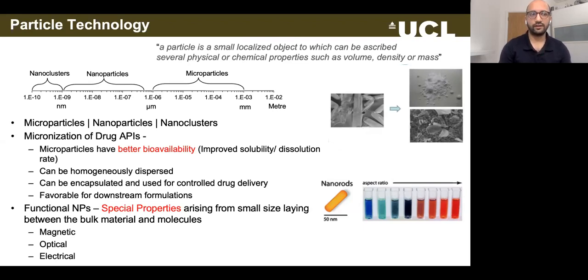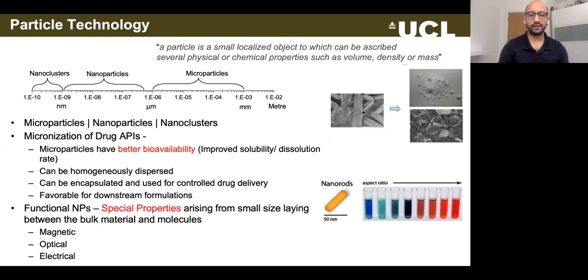So for a drug, when we consume it, if the particles are of very small size, like microparticles, the dissolution rate into our body increases. There are lots of drugs which have very low solubility in water, which our body is made of. To take those drugs inside our body, the particles need to be very small so that they can be solubilized inside our bloodstream. So this is one of the main reasons for using microparticles.